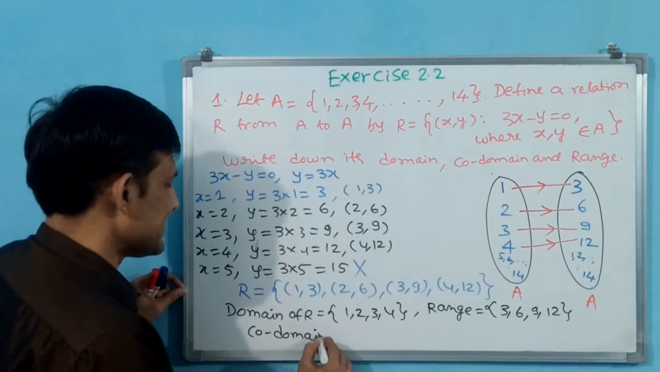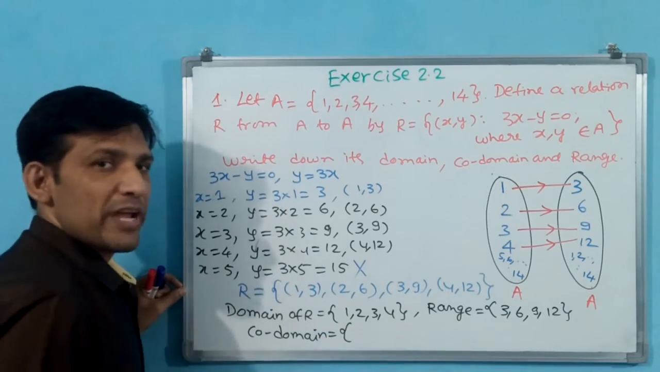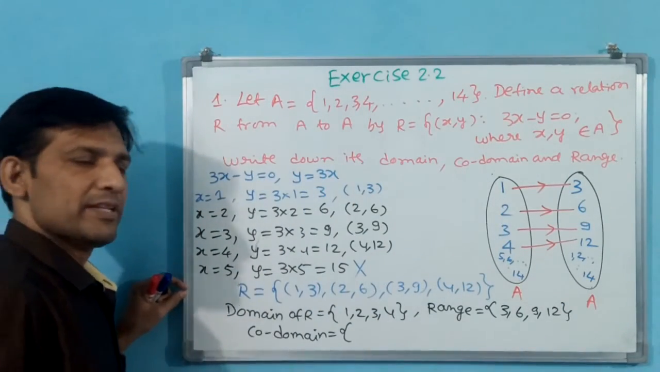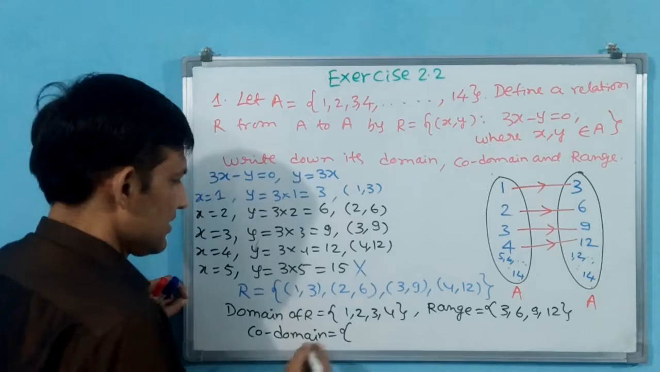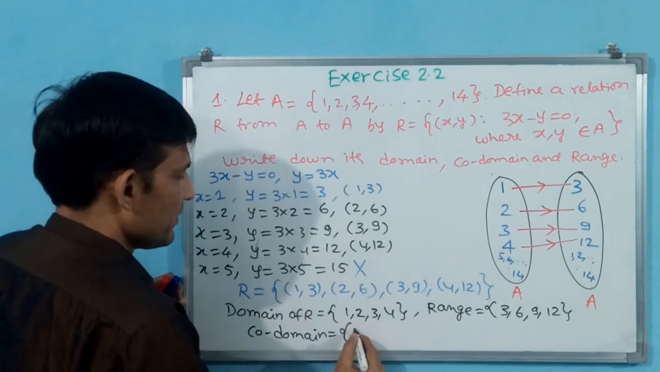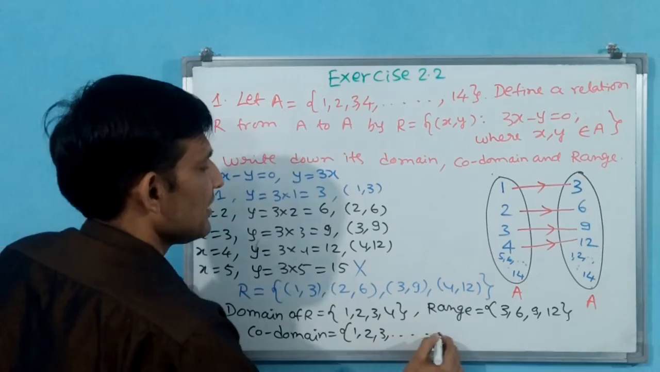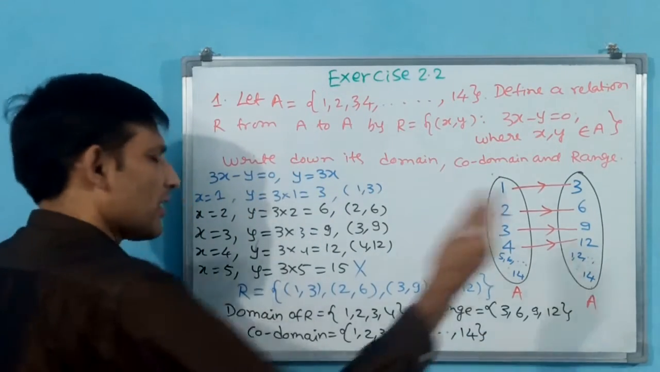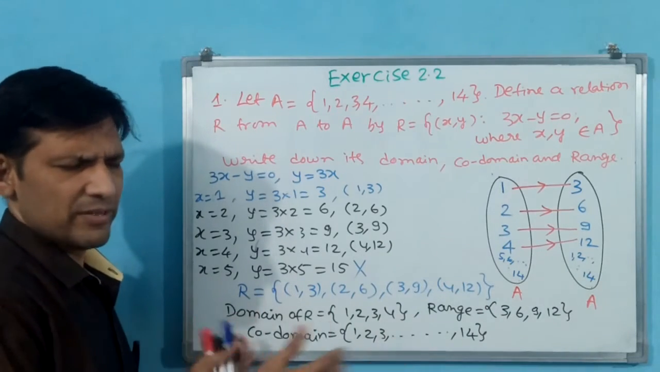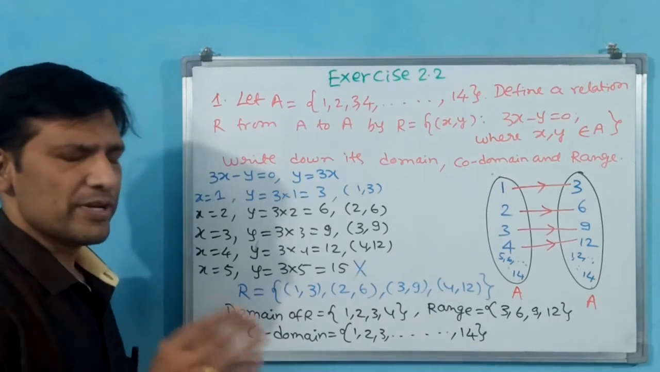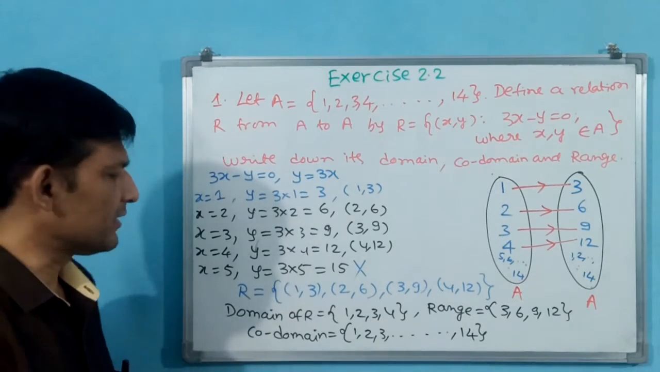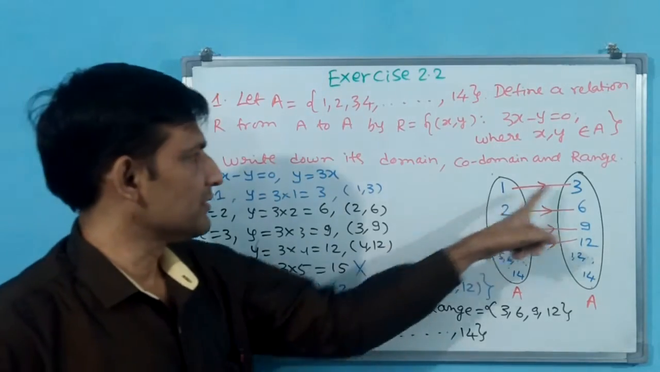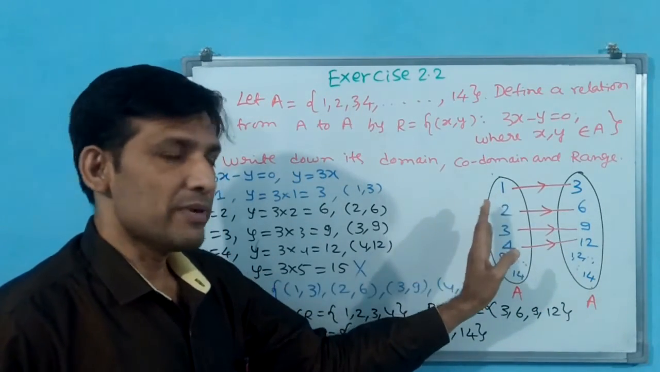Codomain is equal to... Codomain means all the elements existing on this side will come, whether they have a relation or not. Then the entire A will come. 1, 2, 3, like that you can write up to 14. Or else you write all 14 numbers, that is not wrong, because 14 is limited. If infinity is there, you need not write, but up to 14 you can write. That is not wrong.